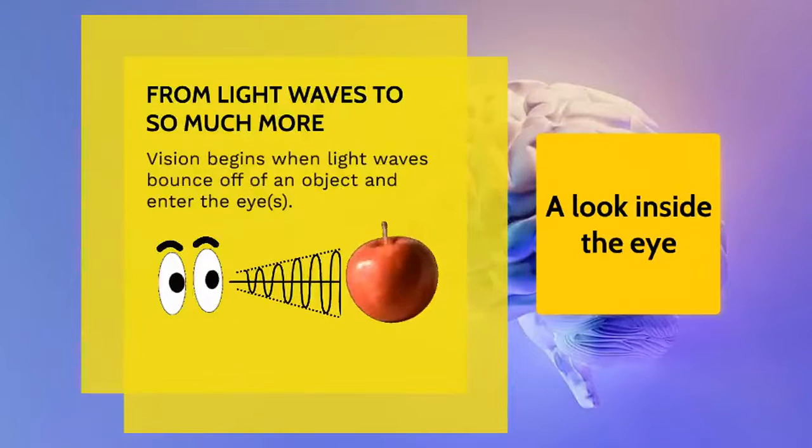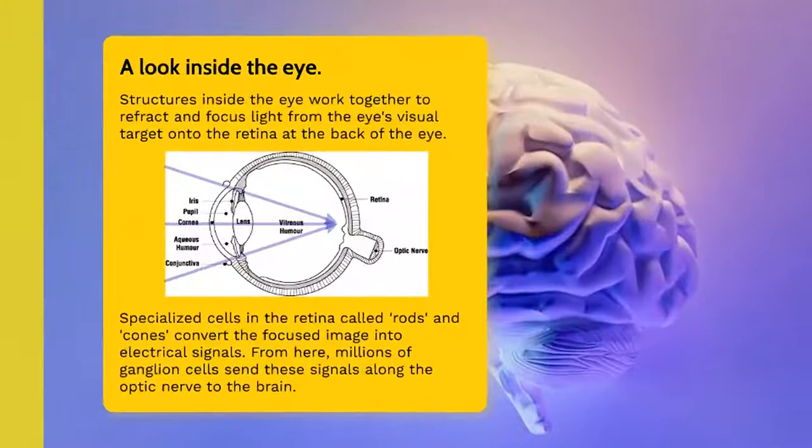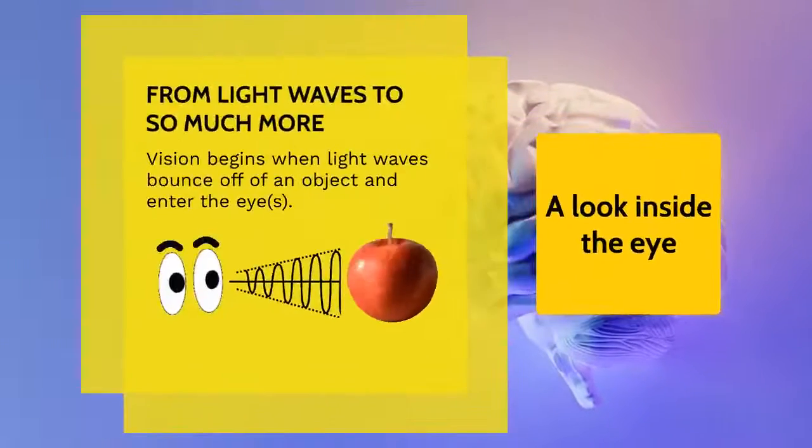From light waves to so much more. Vision begins when light waves bounce off of an object and enter the eyes. Let's take a look inside the eye. Structures inside the eye work together to refract and focus light from the eye's visual target onto the retina at the back of the eye. Specialized cells in the retina, called rods and cones, convert the focused image into electrical signals. From here, millions of ganglion cells send these signals along the optic nerve to the brain.